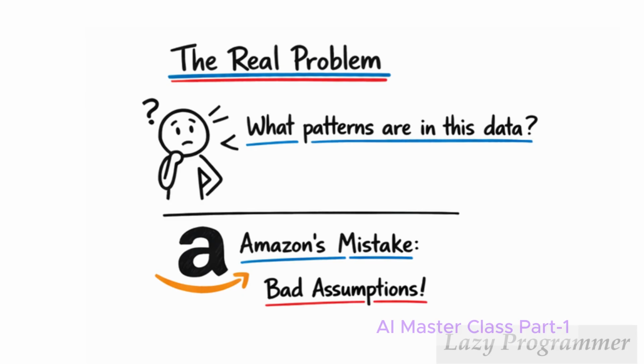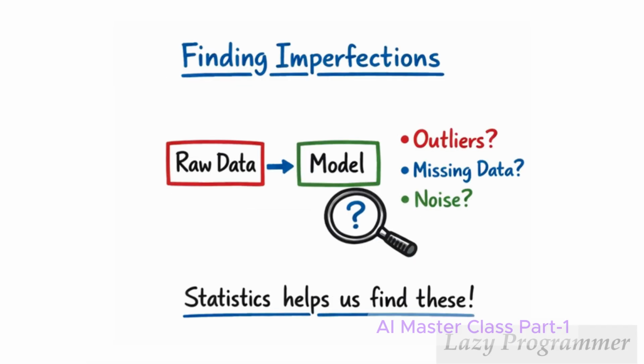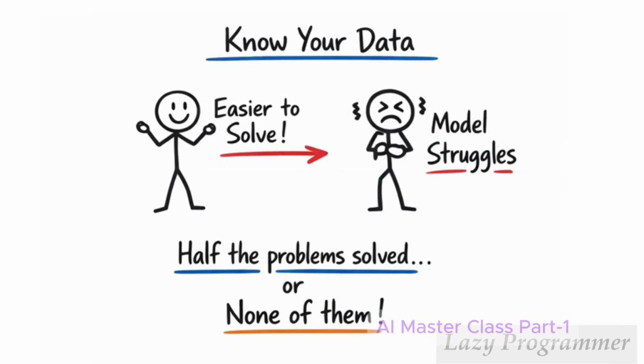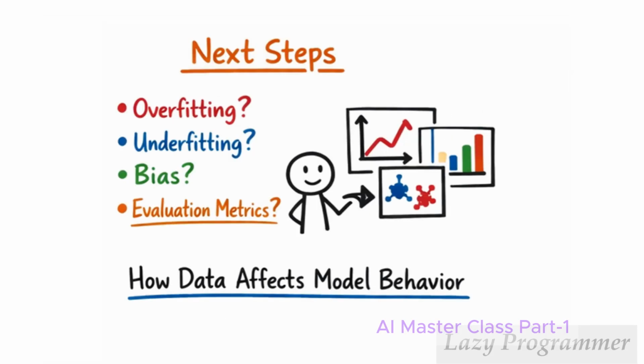So instead of blindly feeding the data into models, statistics helps us find these imperfections. The purpose of statistics in artificial intelligence is not to impress anyone with formulas. It is to help us answer one simple question: what kind of data am I dealing with? Because if you understand your data, then half of machine learning problems are already solved. And if you don't, then even the best models will struggle. Now, we will take this understanding one step further and see how data behavior directly affects model behavior, including things like overfitting, underfitting, bias, and evaluation metrics.